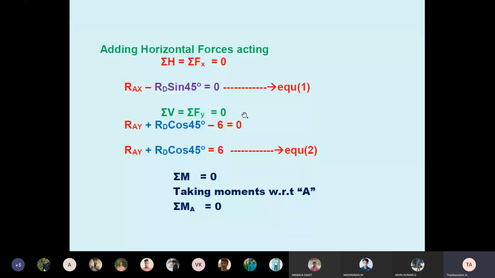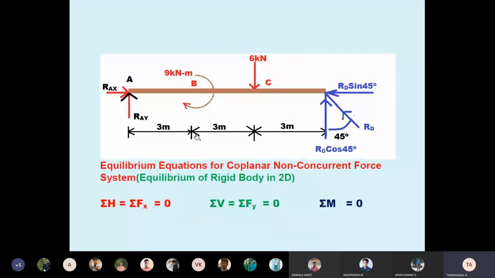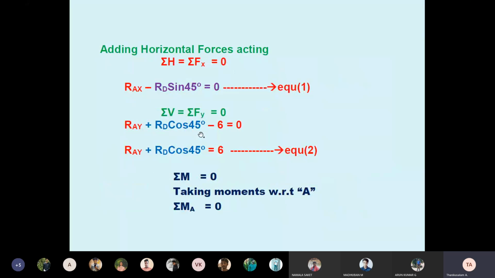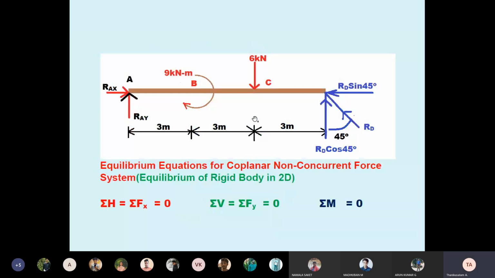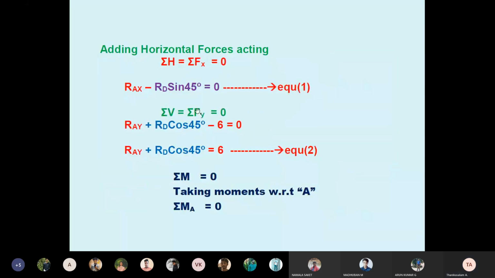Now equation 2. Summation of V equal to 0. What are the vertical forces? RAY plus RD cos 45 minus 6 equal to 0. I am not considering the 9 kN meter. It is a rotation moment, not a force. We will consider it only when taking moments. We are adding forces in the vertical direction.